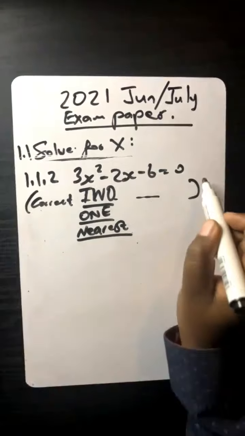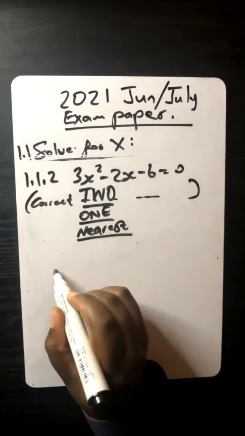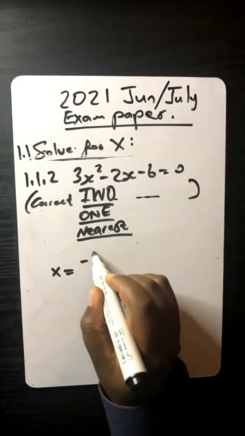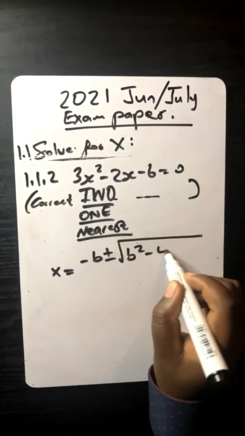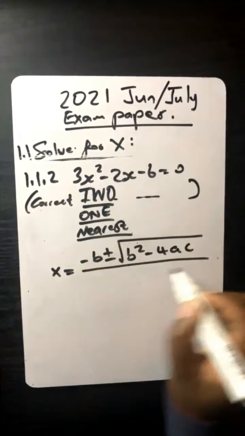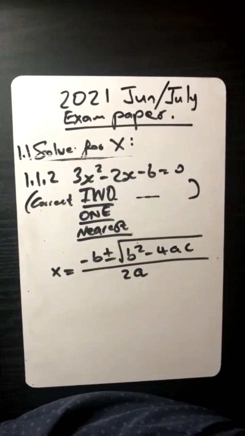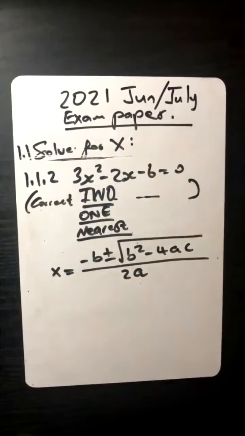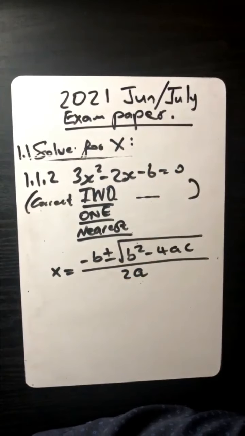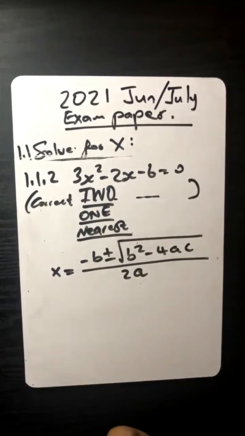Because they said correct to 2 decimal places, guys, this is the formula that you must use. So I won't solve that one, but I'll give you guys an opportunity to ask me in case you don't know how to do that one, or if you haven't done it before.